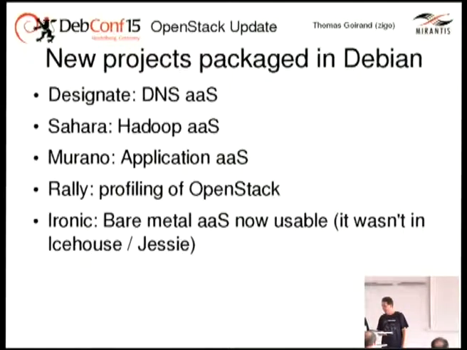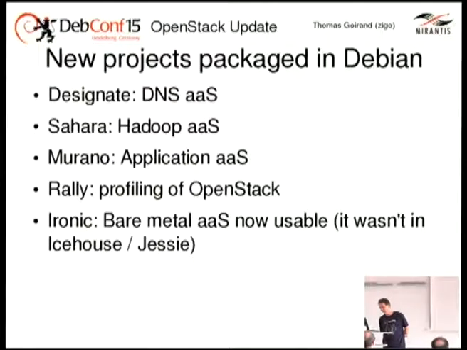And there are some new packages that appeared in Debian, which I worked on. So, Designate, which is DNS as a service. When it was released for Jessie, it was probably a preview release, like it wasn't fully working as one would have expected. But since then I think it has grown up as an adult project.